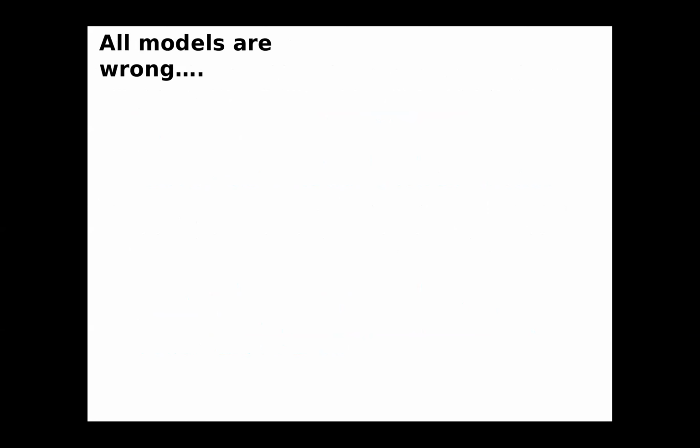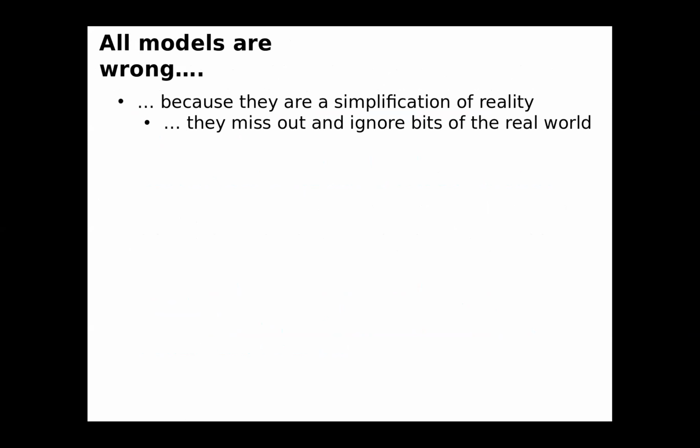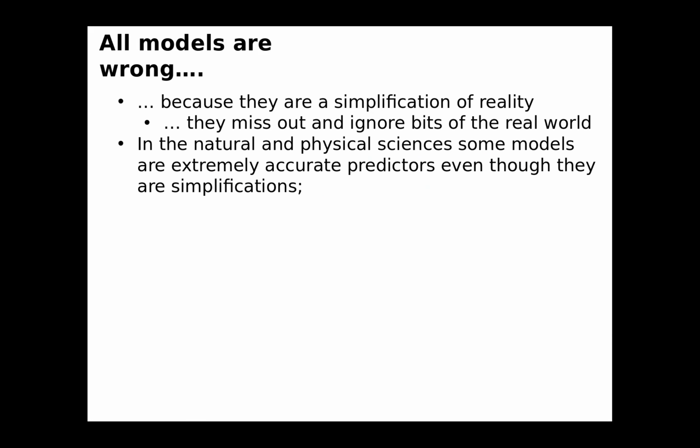So it goes back to this point, and you need to keep remembering that all models are wrong, and they are wrong because they are simplifications of reality. They miss out and ignore bits of the real world. And in the natural and physical sciences, some models are extremely accurate predictors, even though they are simplifications.